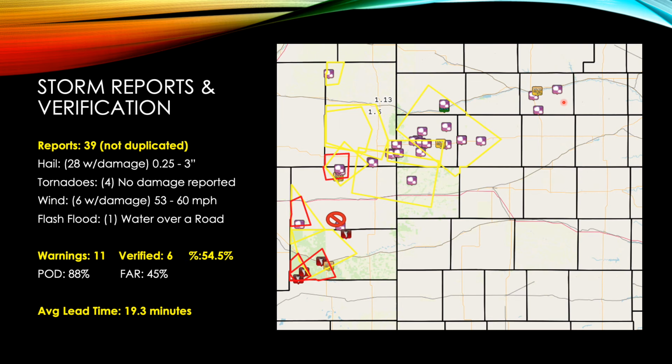Overall, we had 11 warnings issued, 6 of them verified, and we had a probability of detection of 88% and a false alarm rate of 45%. We did fairly good with this event, considering how slow it took to start, and then once it moved into our area, it just kind of advanced fairly quickly across. So we had an average lead time of just over 19 minutes.